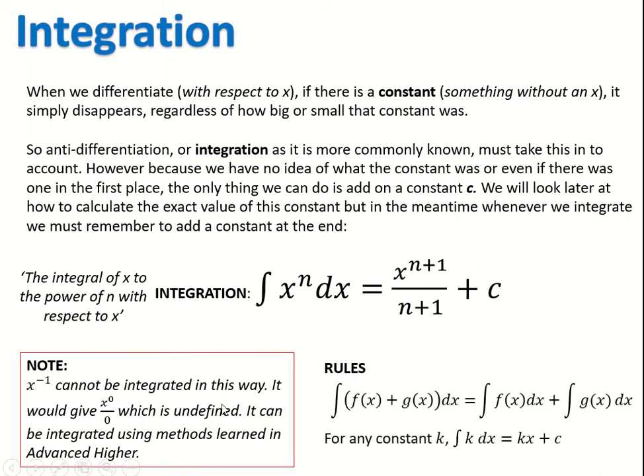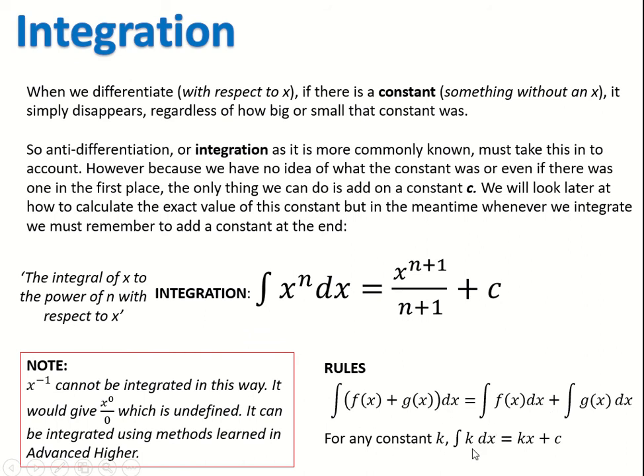Okay, so in general rules, if you remember when we differentiated and you had two things, for example, if you had x squared plus x cubed, you differentiated them separately, right? The same can be said for integration. So if you're integrating an addition of two separate functions, for example, x squared plus x cubed with respect to x, you can integrate them both individually, okay?